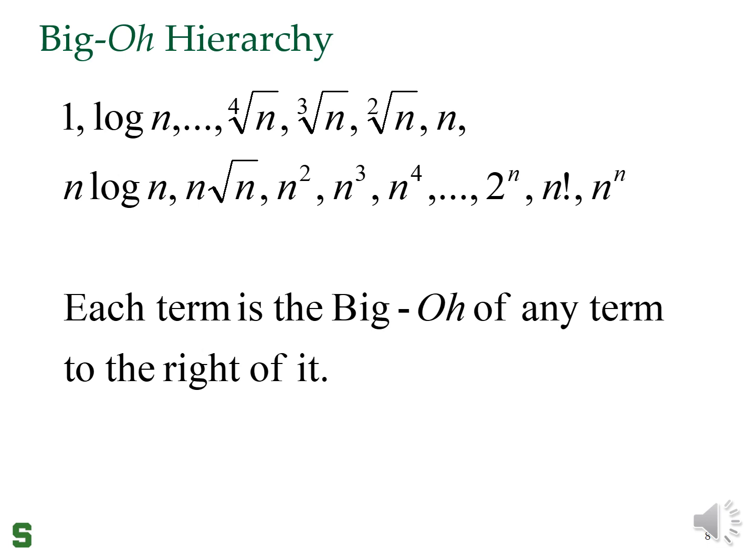Here is the big O hierarchy that you should familiarize yourself with. So on the low end we have 1, then we have log n, then we have powers of n that are less than 1, so that's fourth root of n, third root of n, square root of n, etc. Then we have n log n, n squared, and so on and so forth. Then after the polynomials come the exponential functions, then we have factorials, n to the power n, etc.